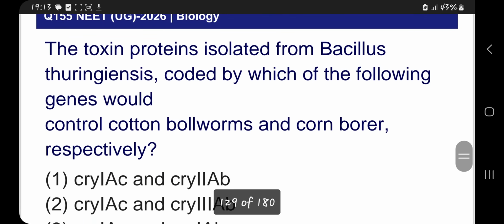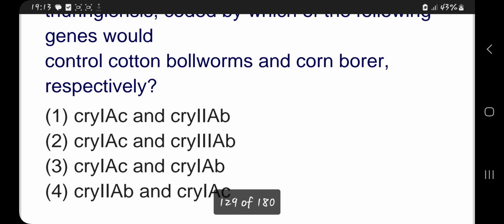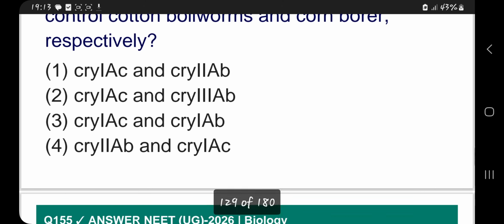The toxin proteins isolated from Bacillus thuringiensis, Cry1AC and Cry2AB. So Cry1Ab, Cry1Ac and Cry2Ab. First one is the correct one.